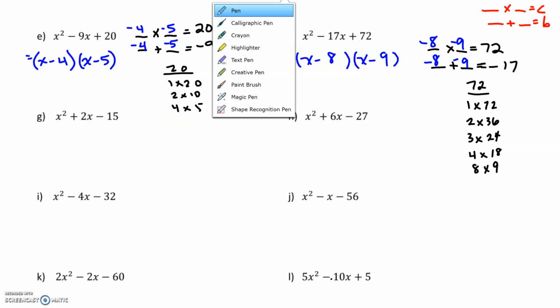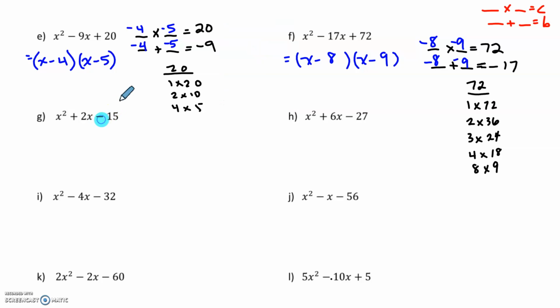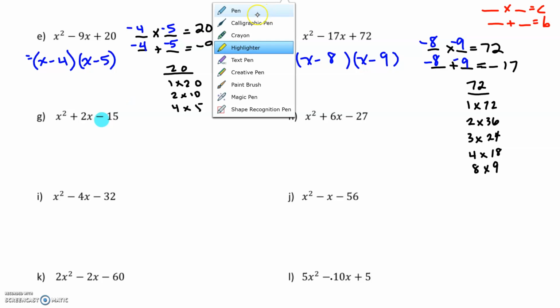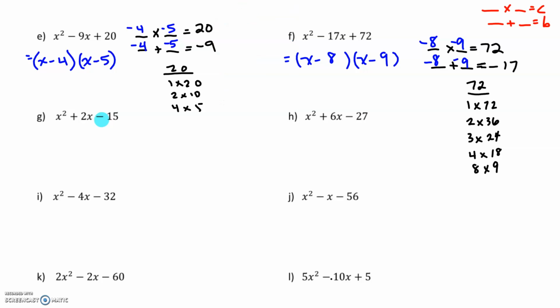This is the first time we're seeing a negative c value. So what this means is when we do our factors, one factor has to be positive and the other factor has to be negative. All right, let's do our little chart to help us. What times what equals a negative 15, and what plus what equals a positive 2. Okay, so for 15, not a lot of factors here, just 1 times 15 and 3 times 5.